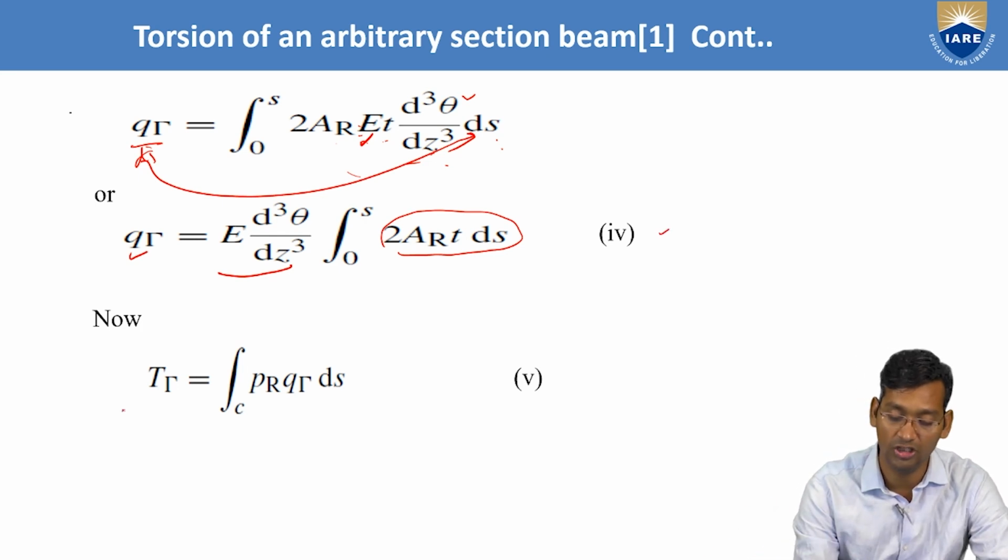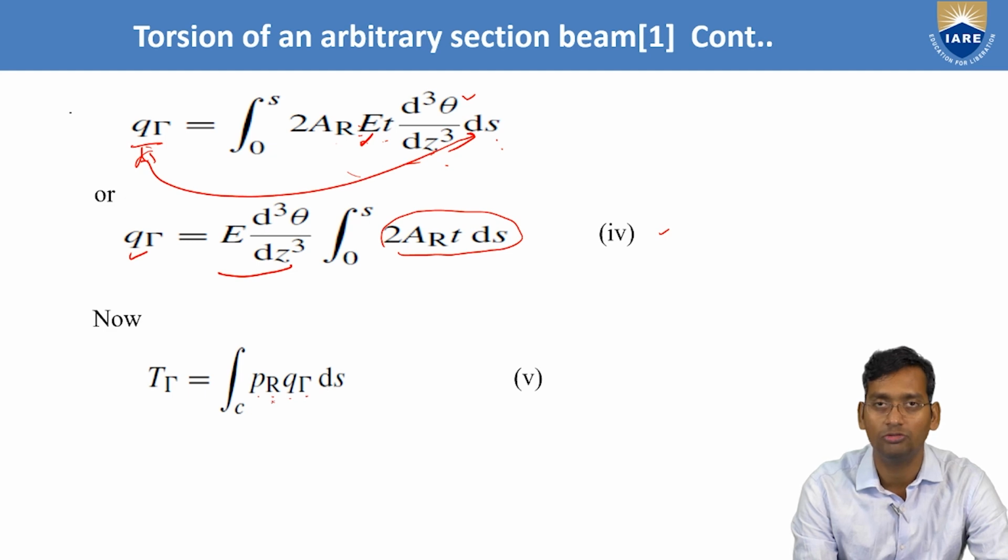Now similarly for T tau, in the same way we can write. So the closed integral of p r into Q tau ds, the torsion load into perpendicular distance. So that will be here.